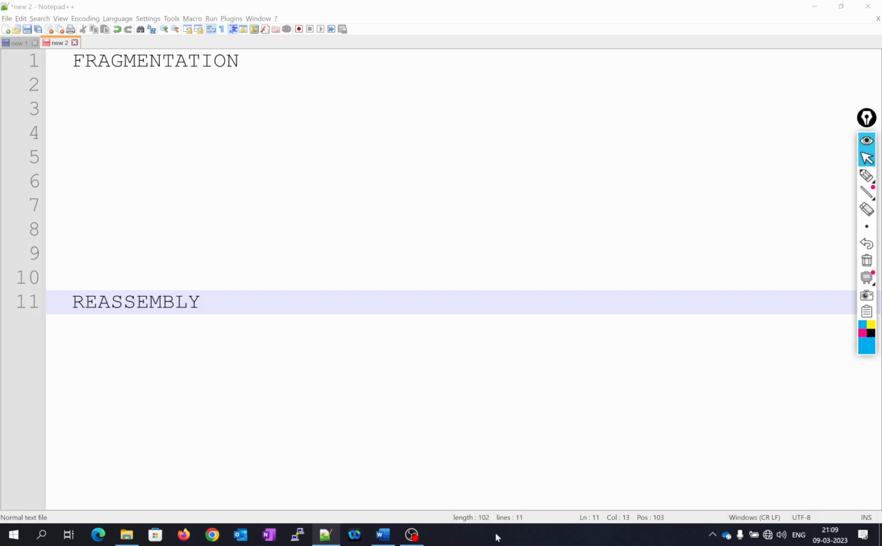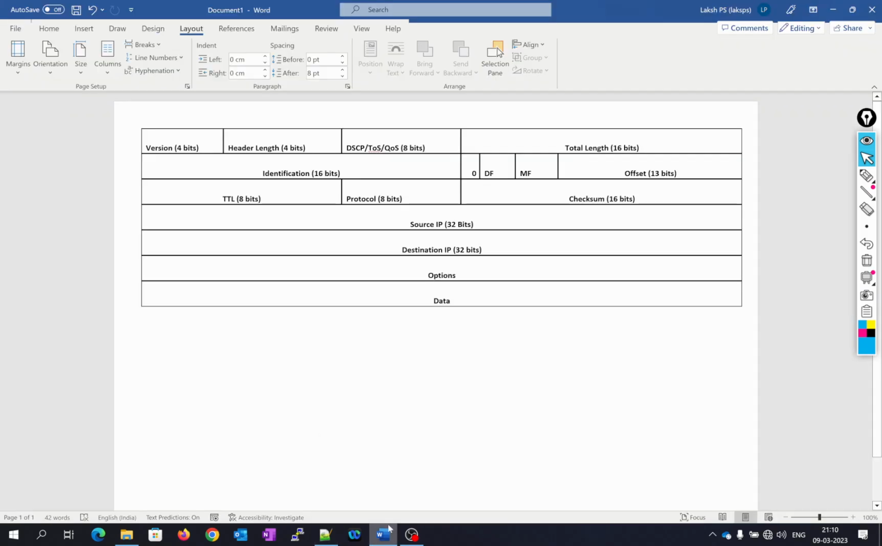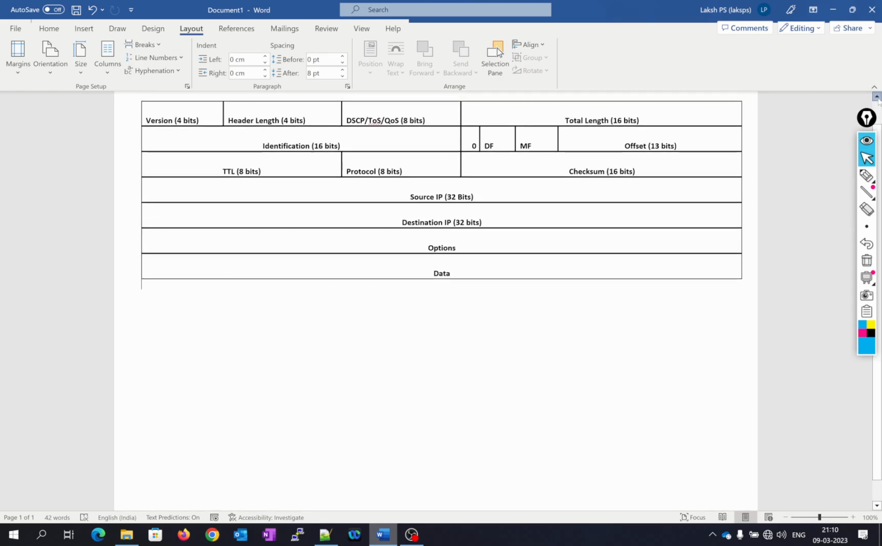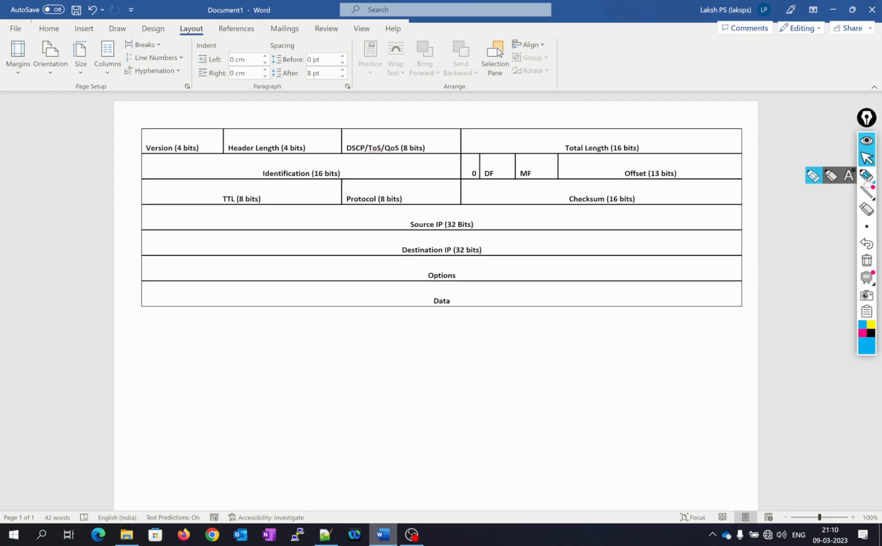Hello all. Today we will discuss fragmentation and reassembly. But before we move on to the calculation that two end devices do to perform these two functions, let us first go to the IP header and understand the four fields that come into play when a router or any networking device per se performs fragmentation and reassembly. Those fields are identification field, offset field, don't fragment field, and more fragment field.